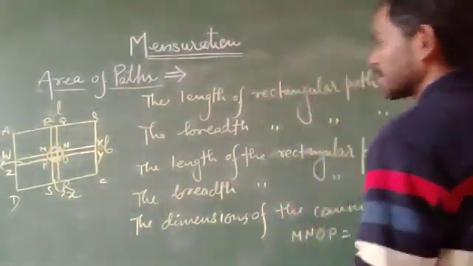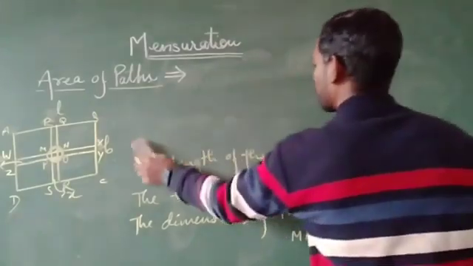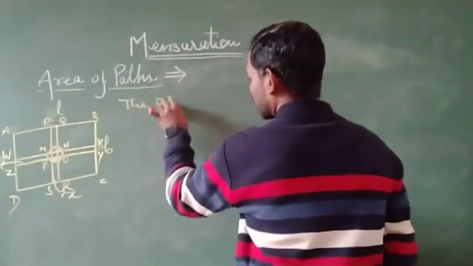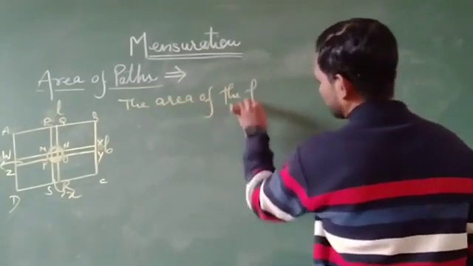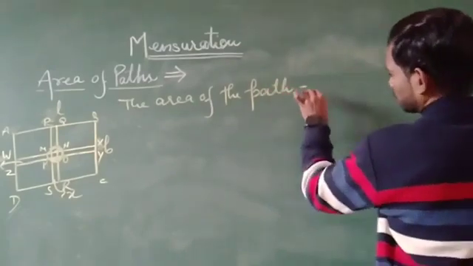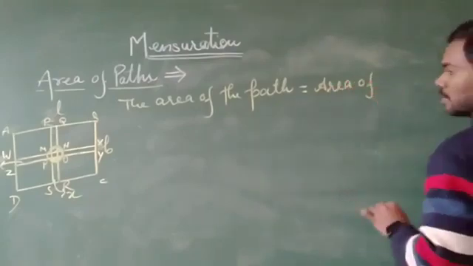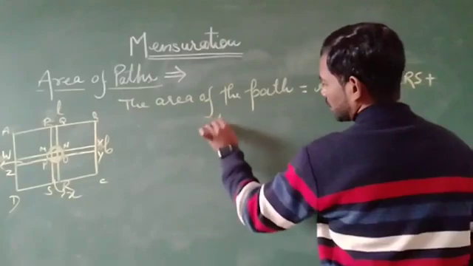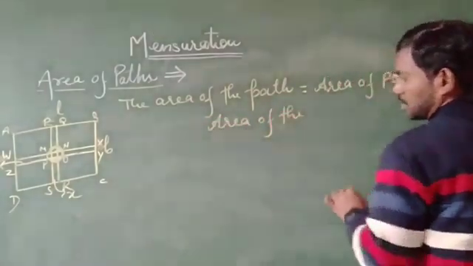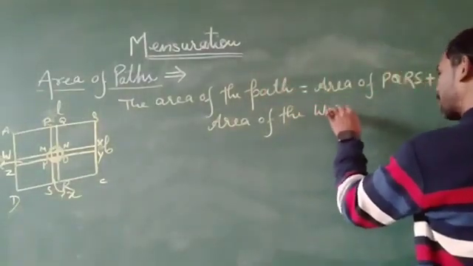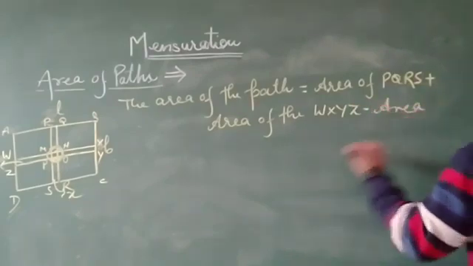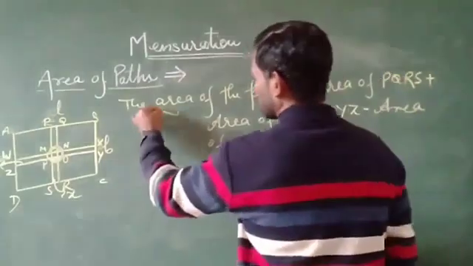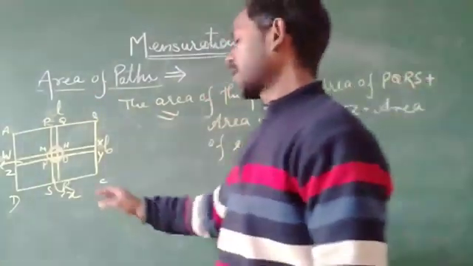So here, in order to get the area of the rectangular path, we use the formula: the area of the path is equal to the area of the path PQRS plus the area of the path WXYZ minus the area of square MNOP will give the area of the path in such a case. I hope it is clear.